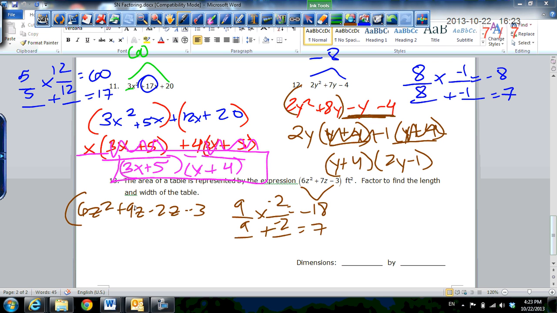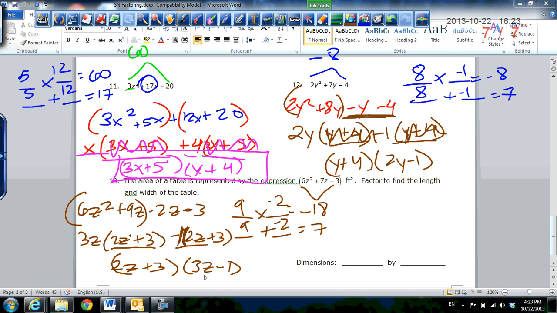Factor out what we can of the first two. It's a 3 and a z. I'm left with 2z plus 3. Factor out a negative here. So then I'm left with 2z plus 3. Get sloppy here, my bad. Last thing, two things that match: 2z plus 3. Things that weren't the same, I got a -1 right there. So 3z minus 1. Those are your dimensions.